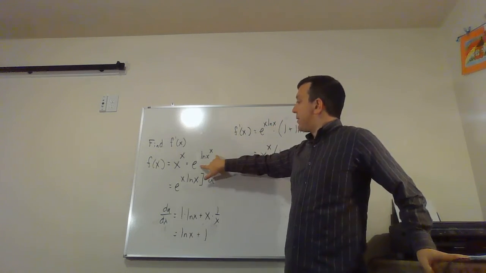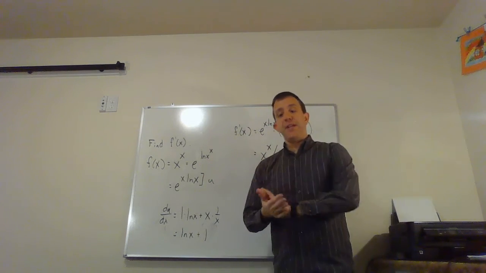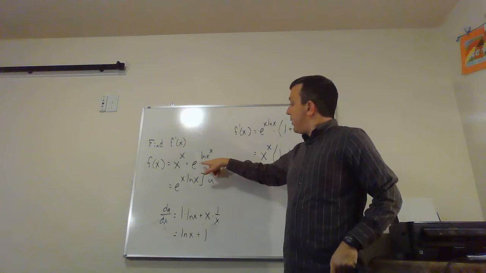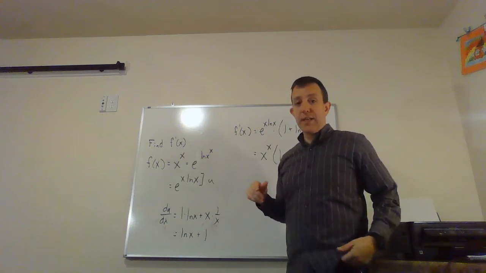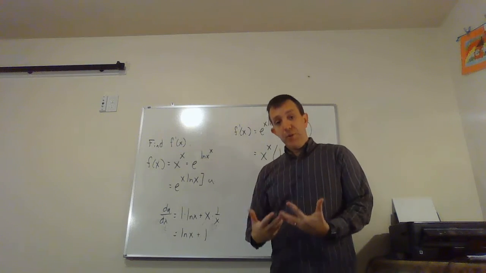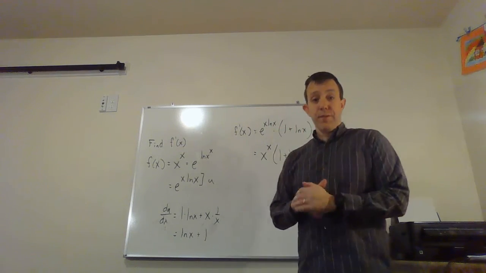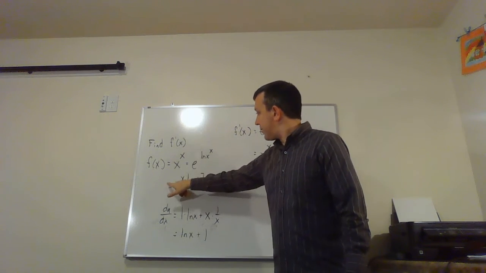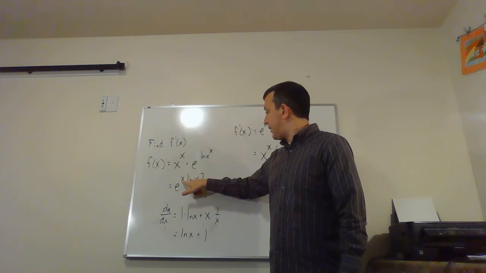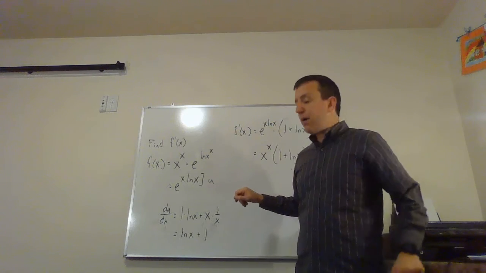So the first thing I did was I brought in e, because e is basically our best friend. So x to the x is the same as e raised to the natural log of x to the x power. Again, that's true because e and natural log are inverses of each other. I then drop the x down front, so now my function is equal to e to the x times the natural log of x power.